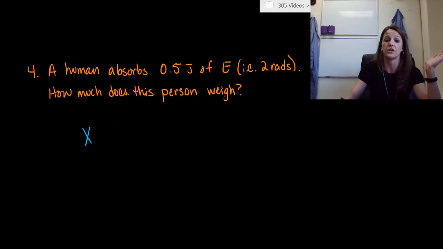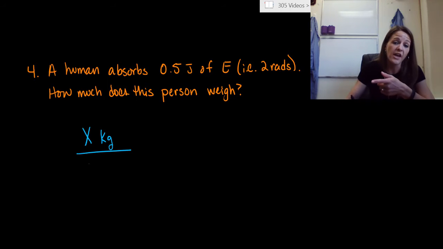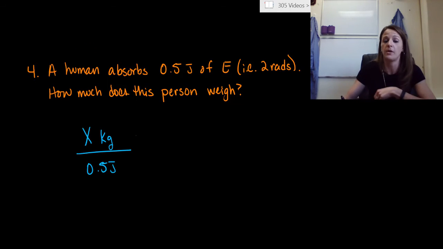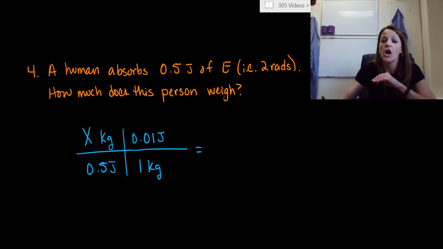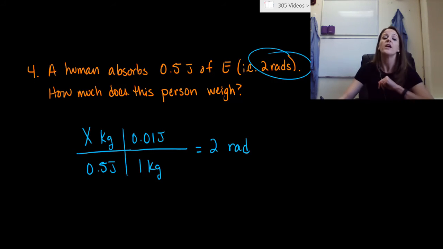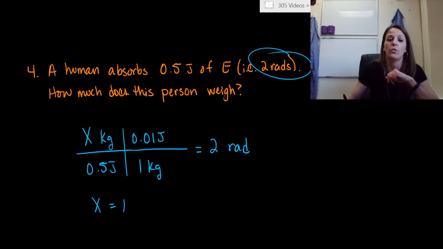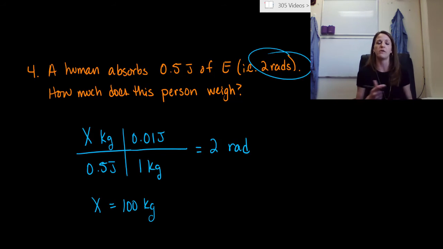We don't know, so I'm just going to say X. We're going to use a variable, X kilograms per 0.5 joules. That number was provided for us in the problem. So X kilograms, that's what we're solving for, divided by 0.5 joules. Now we're just going to use our conversion for rad. So 0.01 joules per every 1 kilogram of tissue. And now we know that this is equal to 2 rads for this example. So 2 rads right here. So now all you have to do, 2 divided by 0.01 times 0.5, and you end up with X being equal to a 100 kilogram person, probably a female, who knows.